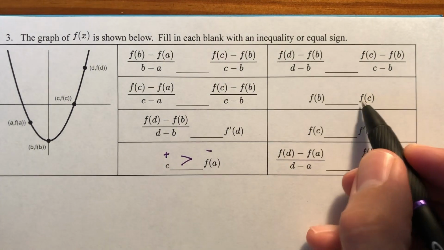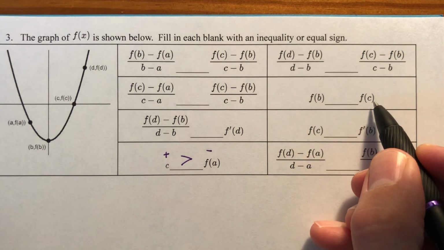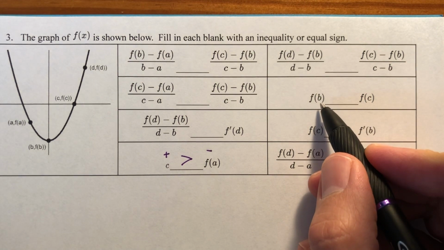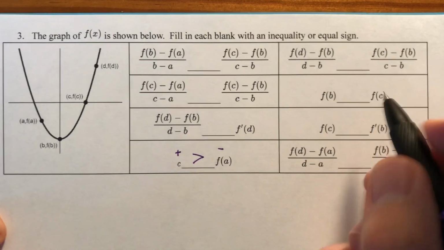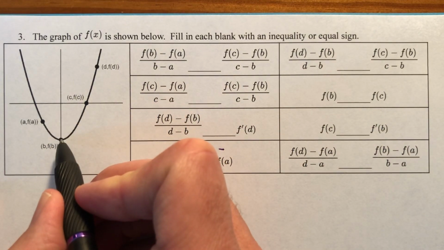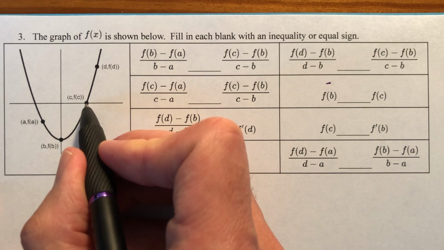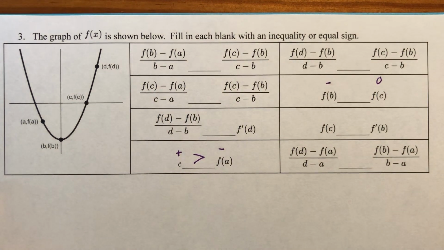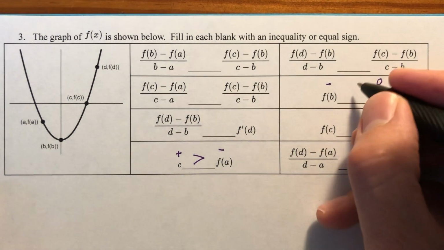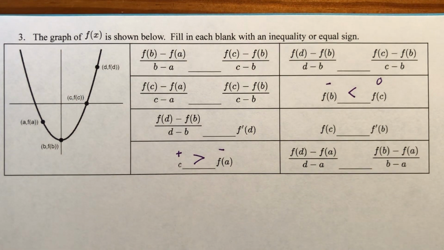I'm going to go for one more piece of low-hanging fruit. Let's go with this one. F of B, F of C. The output at B and the output at C. The output at B is negative. The output at C is on the x-axis, so it must be 0. Which is greater, a negative or a 0? A 0.